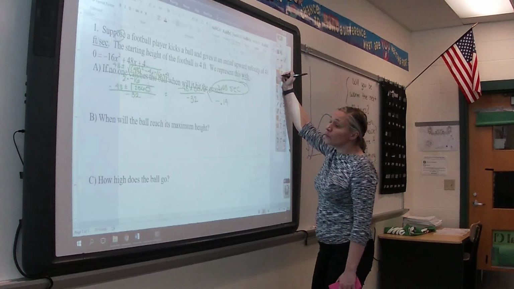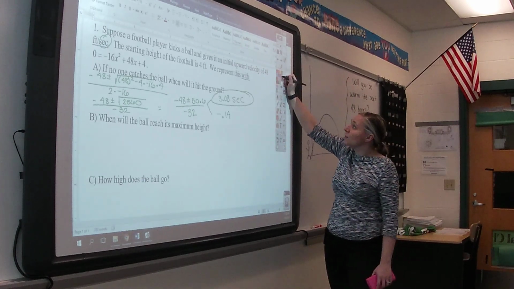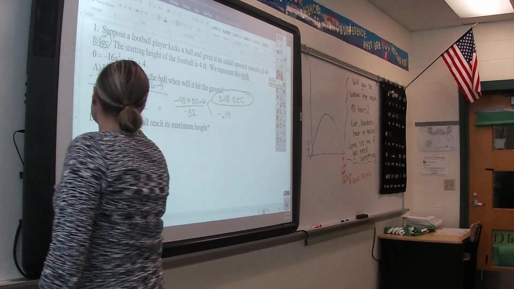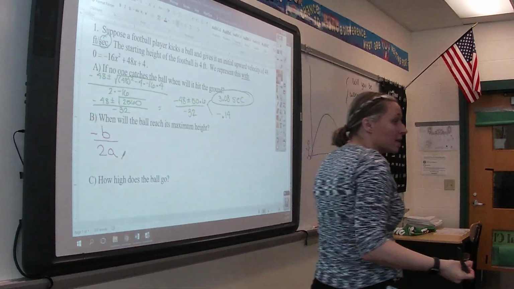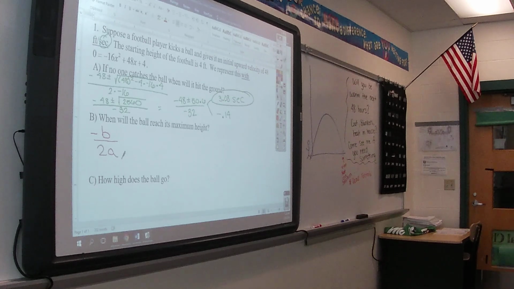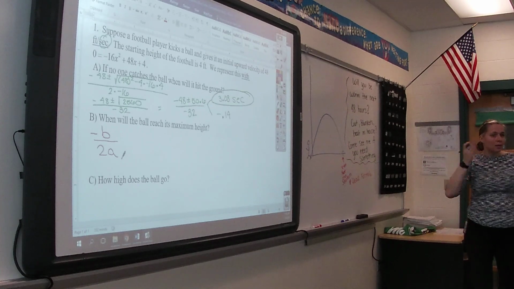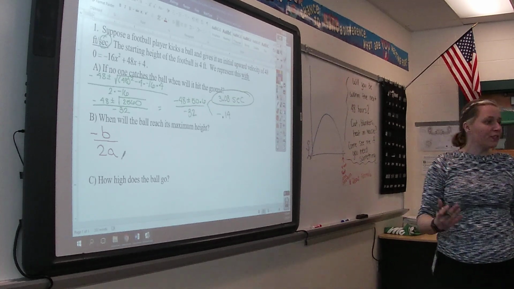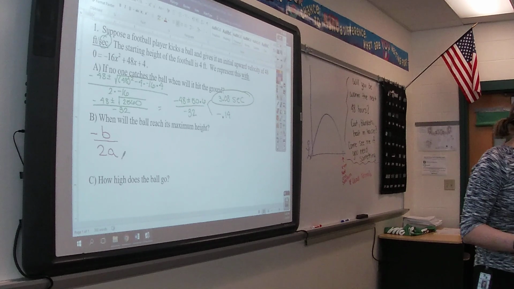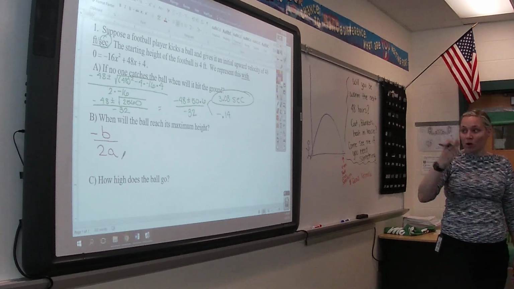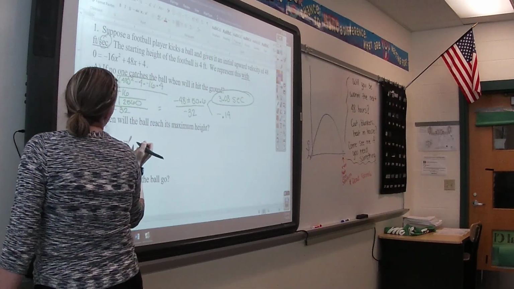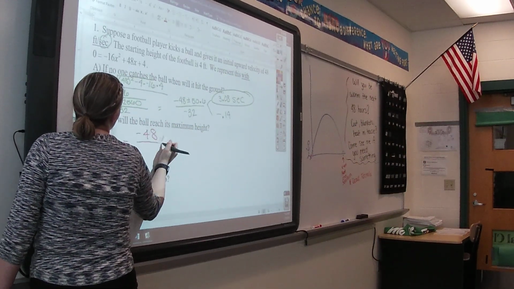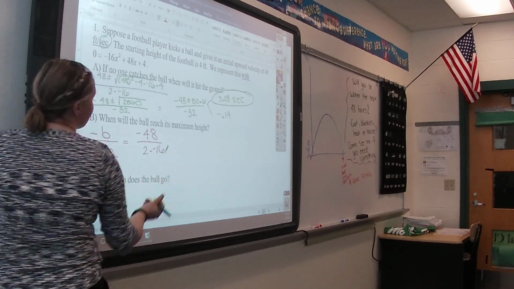Okay, so for part B, if we want to decide when it will reach its maximum height, we're going to calculate negative b over 2a because the vertex is the maximum. And to calculate the when part, the time part is the x value. And the rule says x equals negative b over 2a. So let's see, negative b, negative 48, over 2 times negative 16.